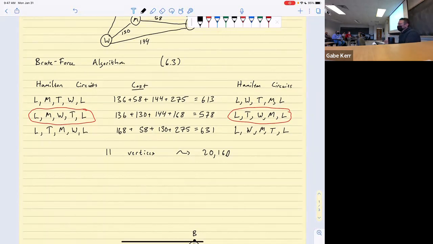But the problem with n factorial is, as I said last time, n factorial goes faster than exponential growth. And computers have a hard time with it, even the most advanced computers. Start getting into 100 vertices, they just won't be able to do it. It'll take them months or years or whatever.